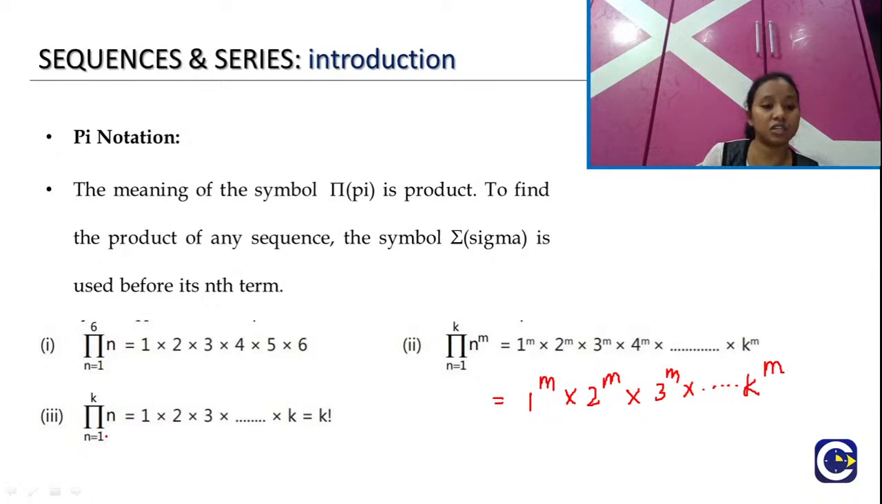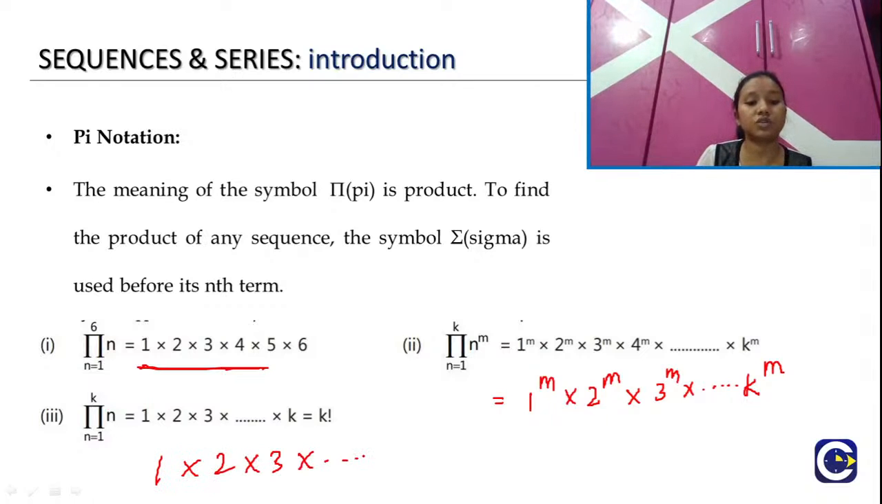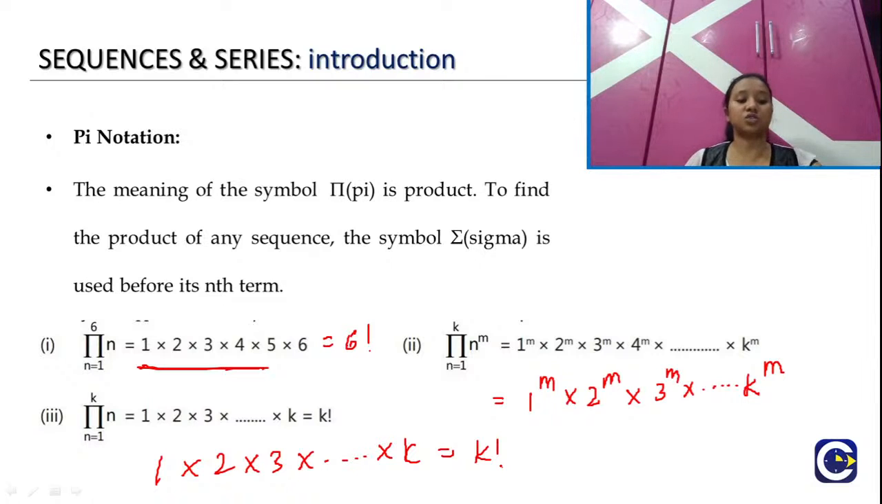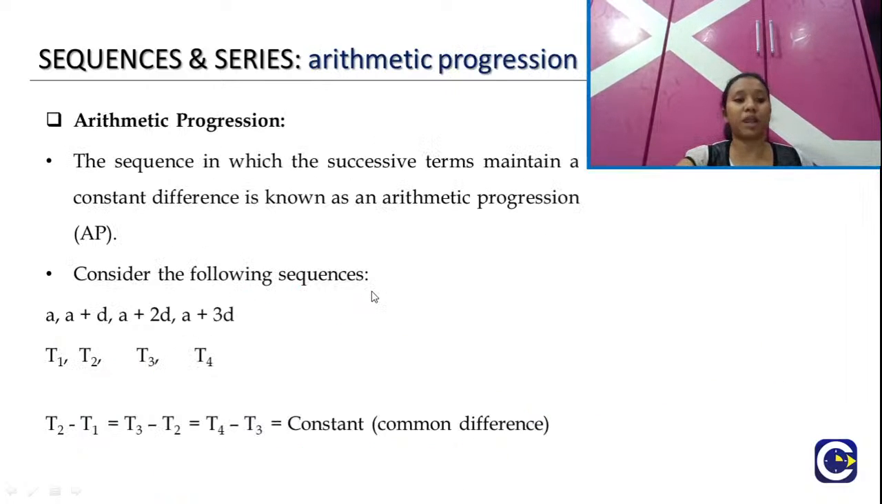So the same thing here, pi n equal to 1 to k. In the first example it is from 1 to 6, here it is 1 to k, that means 1 into 2 into 3 into and so on into k. So this is nothing but 6 factorial, yes or no? And here this will be k factorial, right? Because it's related to the product here. So these are the things related to the pi notation.